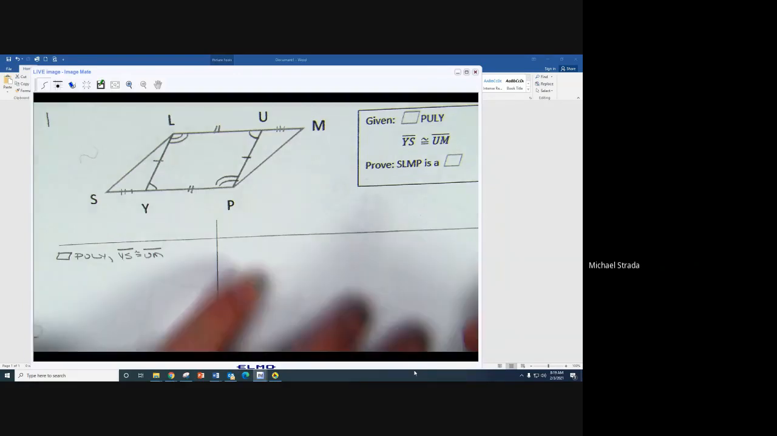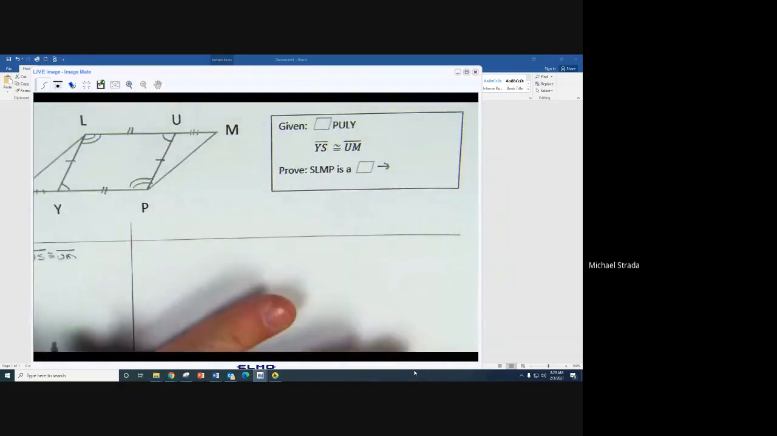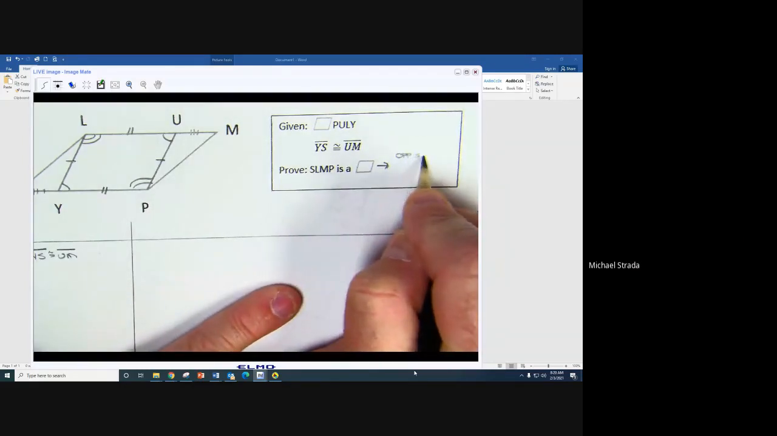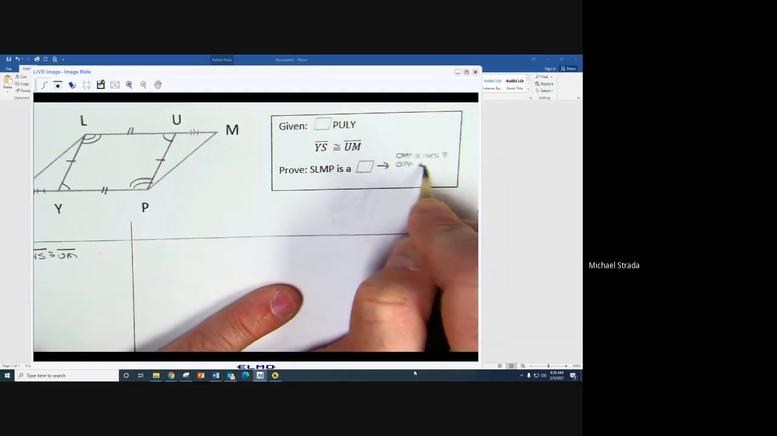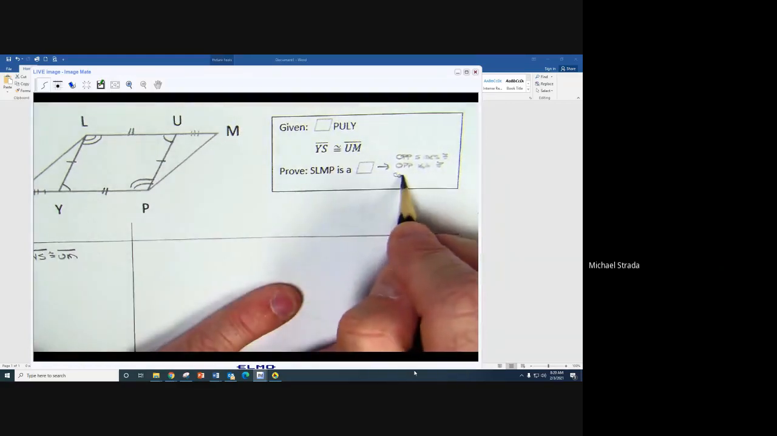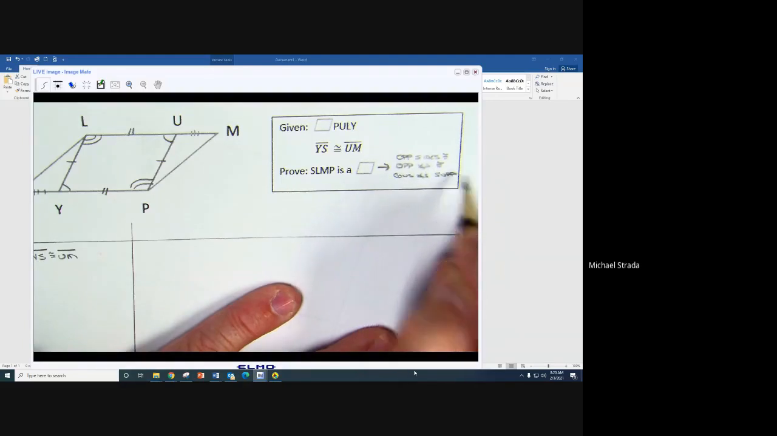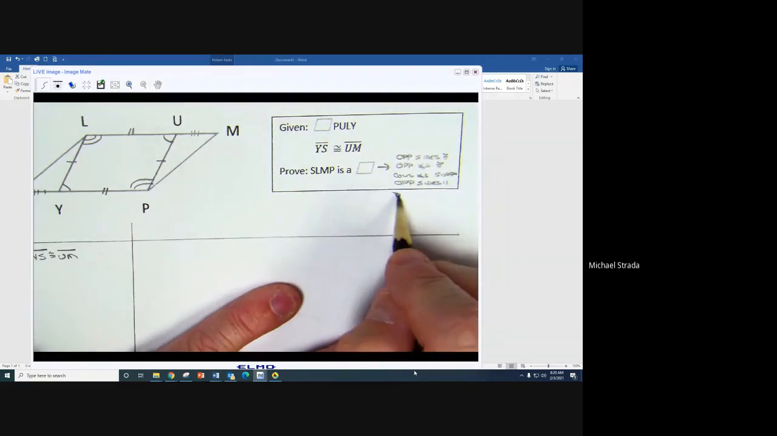To prove a figure is a parallelogram, we have to prove either opposite sides congruent, and this is what I mean by planning it out, opposite angles are congruent, consecutive angles are supplementary, opposite sides are parallel. We got a lot at our disposal, or the diagonals bisect each other.